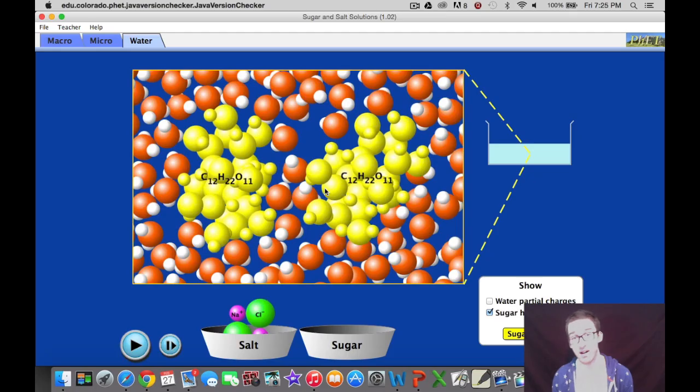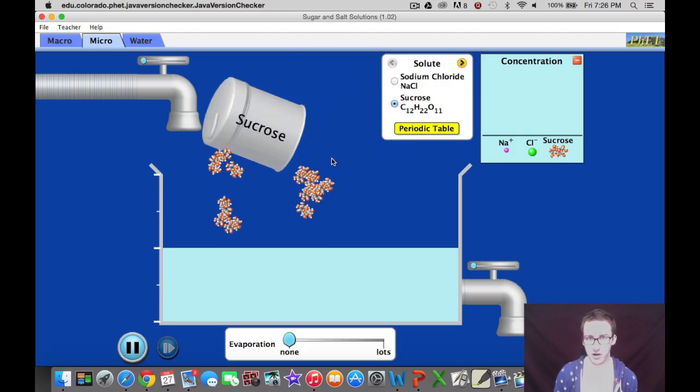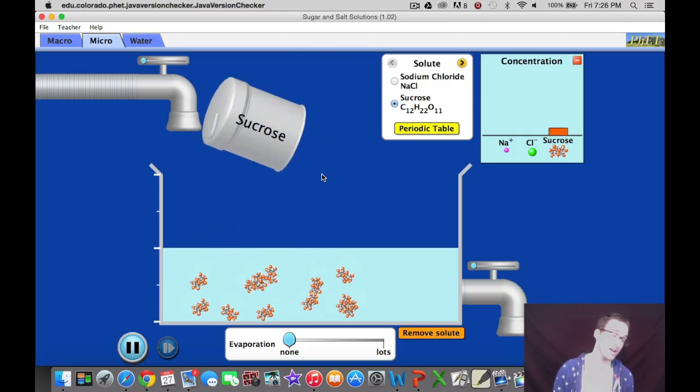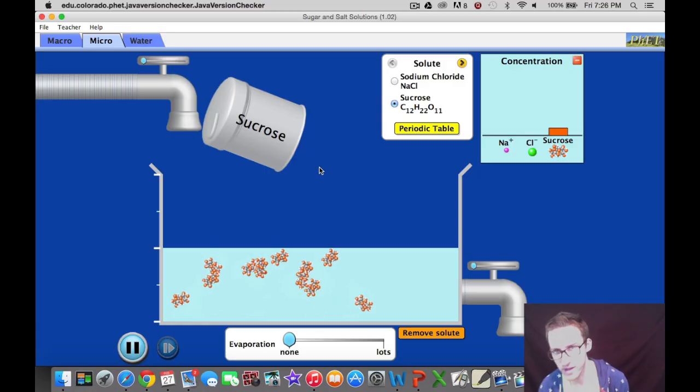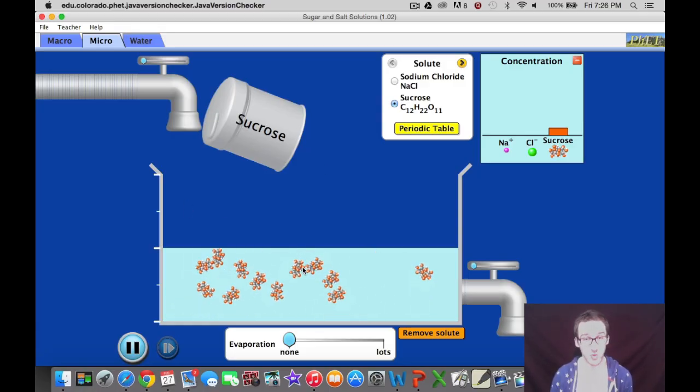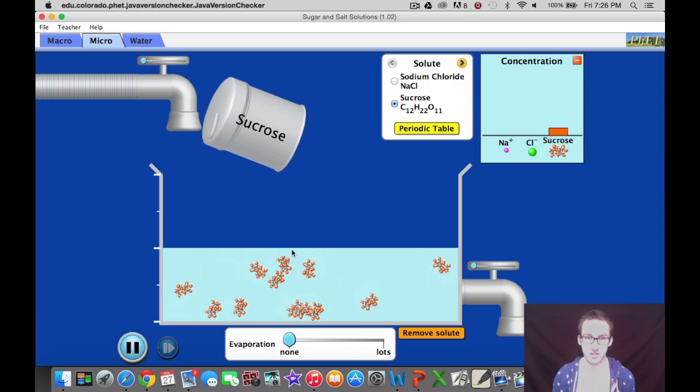The covalent bonds that make up the sugar molecule are not going to break apart. So when you shake a bunch of sugar into a solution, it's not like you're getting a bunch of carbon ions, hydrogen ions, and oxygen ions. That's an ionic compound. In a covalent compound, you're just going to get your discrete molecules dissolved in solution.